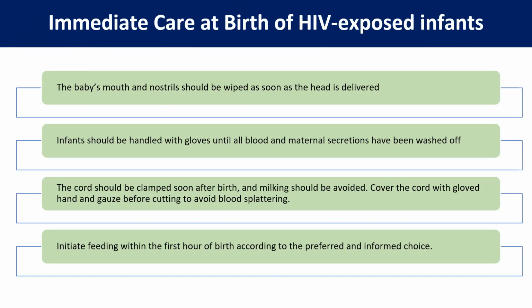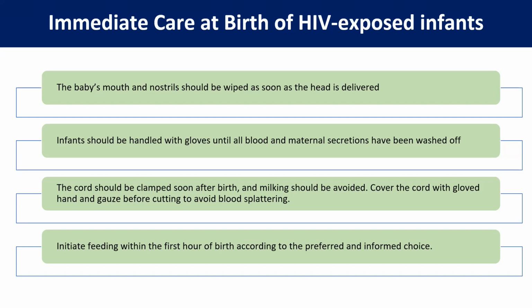And the most important thing is you need to clamp the cord as soon as possible, and milking should be avoided. Usually we advise milking in normal circumstances, so that the child will get additional nutrition, but this should be avoided in children who are born to an HIV infected mother. And while cutting the cord, you need to cover the cord with a gloved hand and gauze, because the blood should not splatter, to prevent occupational hazard.